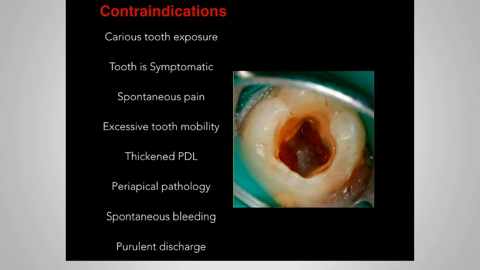Pain, spontaneous pain, it's a toothache. That's not good. Excess mobility, plus 2 and plus 3 mobility, again, not working in your favor. Again, at that point, you've got the thickened PDL. You may have periapical pathology, in which case the nerve tissue is already dead, and that's why you've got that pathology, and you probably have an abscess going with it.